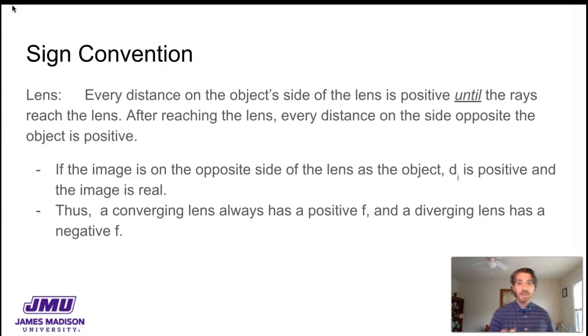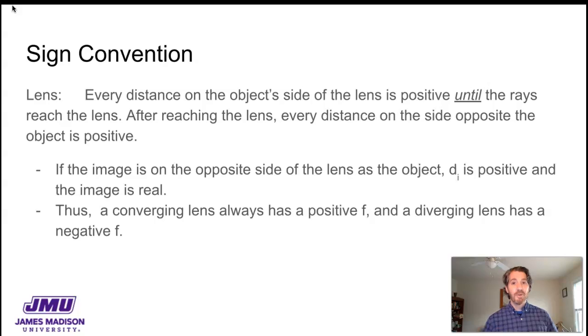There is a point that I want to make sure we include in the notes, and that is the sign convention of lenses. For converging and diverging lenses, every distance on the object side of the lens is measured as positive until the rays reach the lens. After the rays reach the lens, every distance on the side of the object is negative, and all of the distances on the side opposite the object are positive. That's why with the converging lens example we got a positive distance because the rays actually did pass through the lens and then converge and form a distance that was on the side opposite of the object.